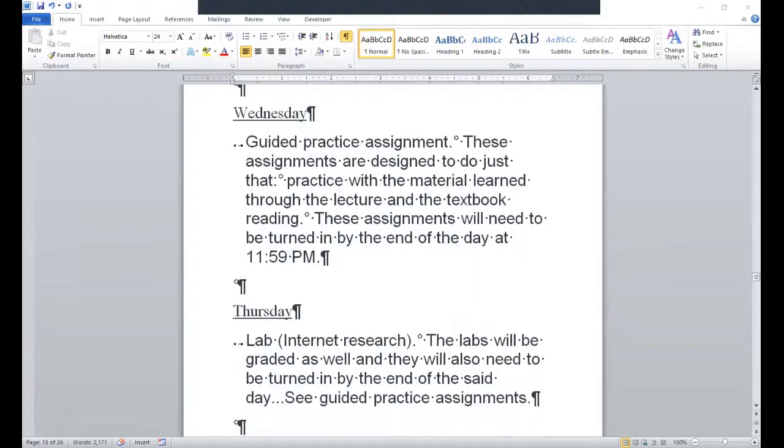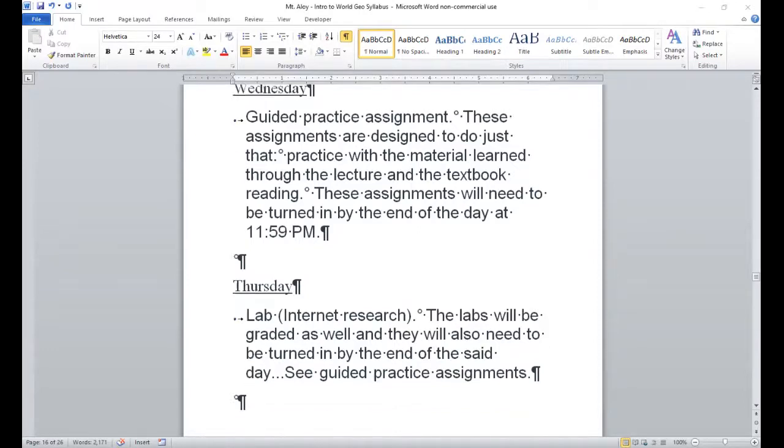Wednesdays will be the days I will generally have at 12:01 some kind of guided practice assignment. You'll owe that to me. These assignments are designed to do just that, practice with the material learned through a lecture and the textbook reading. These assignments will need to be turned in by the end of the day at 11:59.